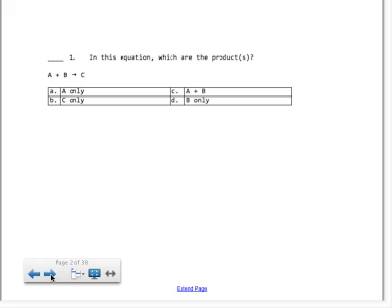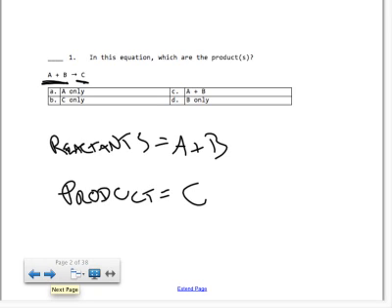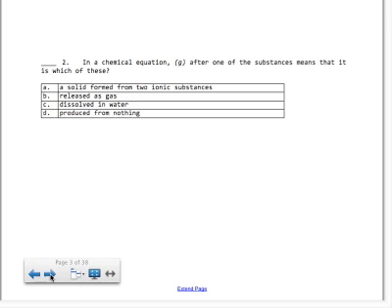Number 1. In this equation, which are the products? A plus B produces C. Things on the left-hand side of any equation are called the reactants. Okay, so A and B are the reactants here. And the stuff that comes after the arrow on the right-hand side are the products. In this case, there's only one product, which is C. The answer is B, but in the equation it's letter C.